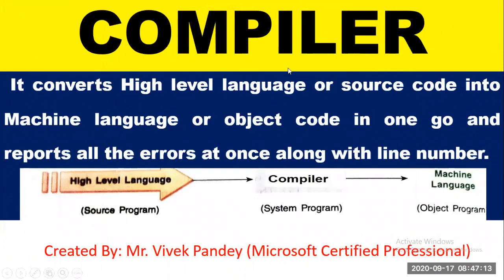What is a compiler? This language processor converts high-level language or source code into machine language or object code in one go and reports all the errors at once along with line number. High-level language code is also called source code, and machine-level language code is also called object code. So dear students, a compiler converts source code into object code in one go and reports all the errors at once along with line number.